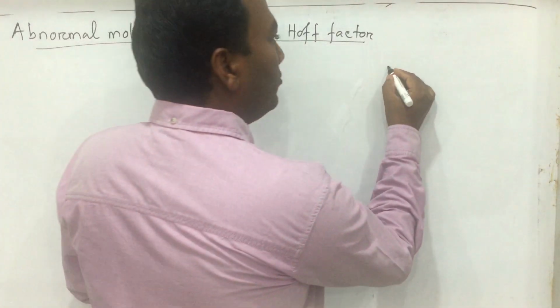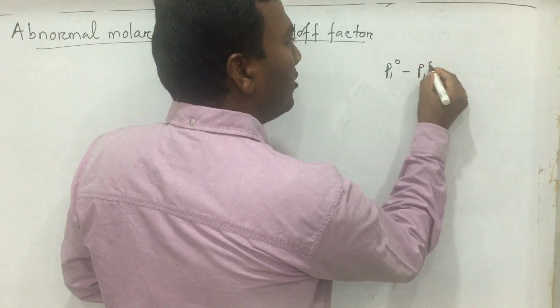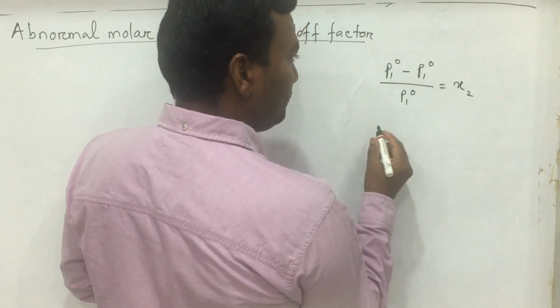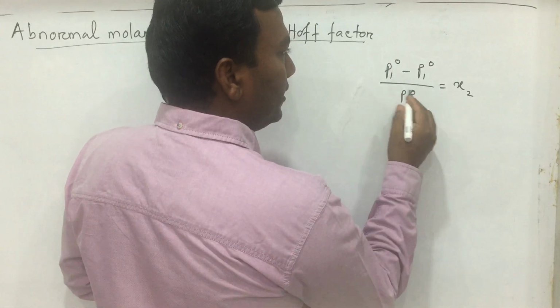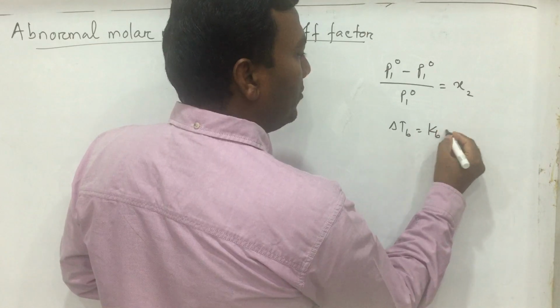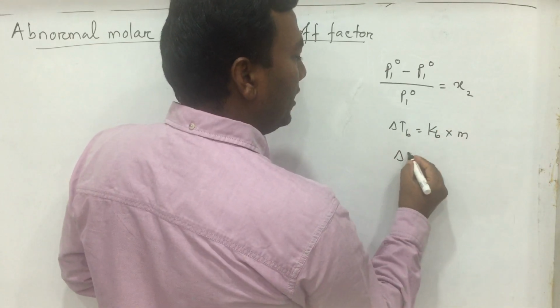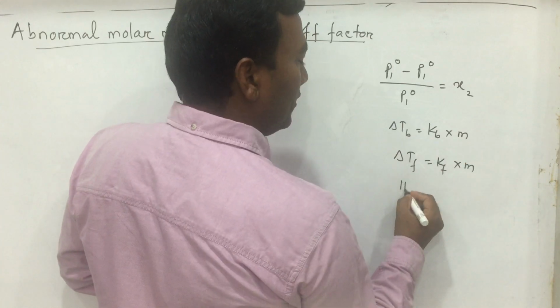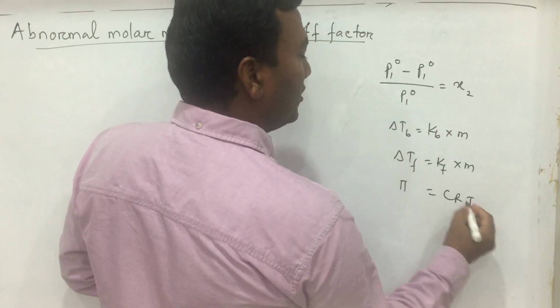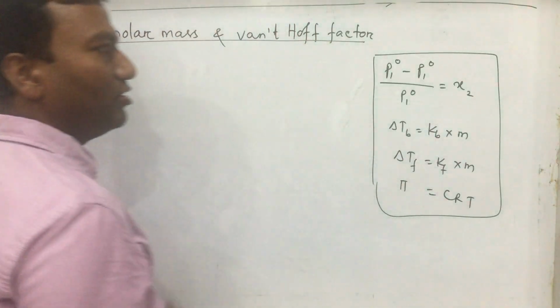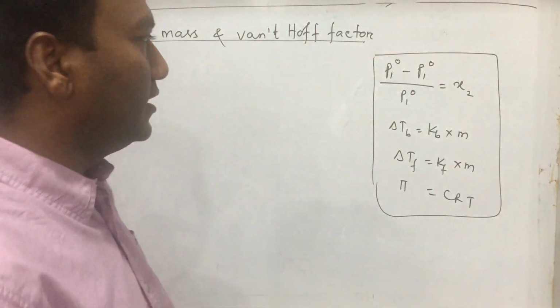So we have read 4 colligative properties: (P1 naught minus P1) by P1 naught equals Xi2; then delta Tb equals Kb into molality; delta Tf equals Kf into molality; and pi equals CRT. All these 4 colligative properties are true when the solute is a non-electrolyte.